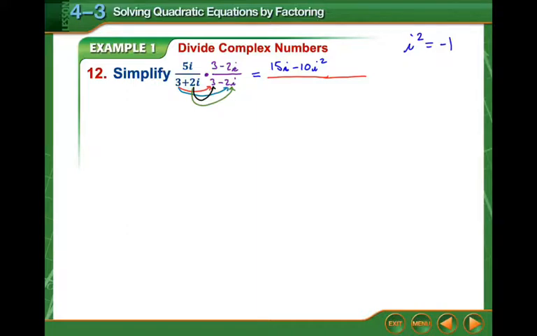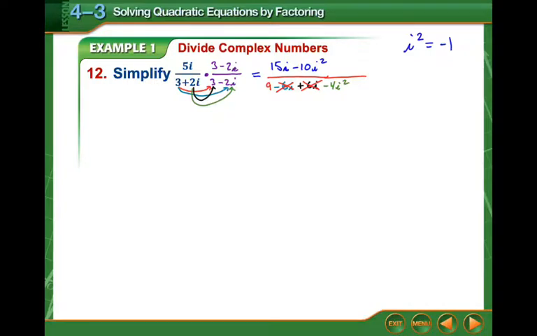So the first, 3 times 3 is just going to be 9. The outer, 3 times negative 2i is negative 6i. The inner, 2i times 3 is going to be a positive 6i. And then the last one, 2i times a negative 2i is going to be a negative 4i squared. So now in the denominator we have a 6i and a negative 6i. They're going to cancel each other out, so they're gone. And then we have two instances where we have an i squared.